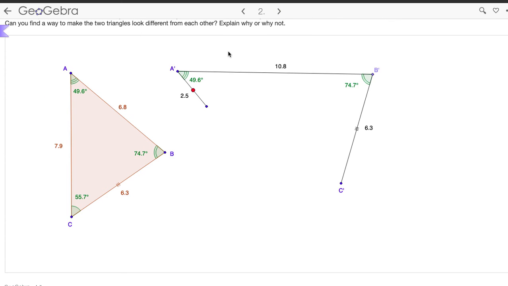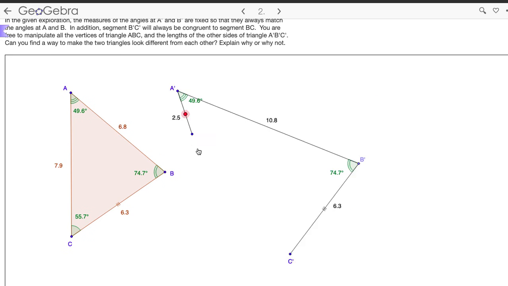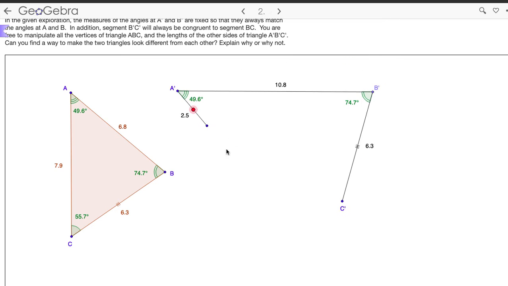Now I'm going to do, and it says up here, angle, angle, side exploration. So it says that these two angles, A prime and B prime, are fixed. You can see that this angle and this angle are congruent. A prime and A are the same angle. B prime and B are the same angle. All I can change is I can drag this around. I can't change C.